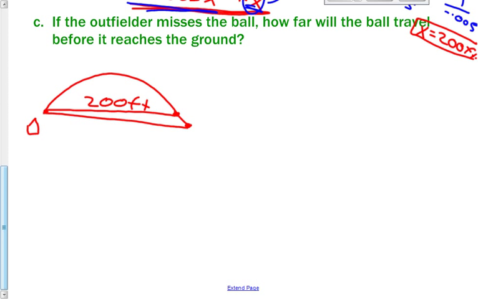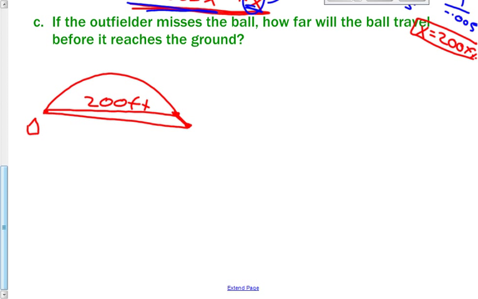So if you're thinking critically here, the ball went past our outfielder, but not by much, I suppose, because the ground is just 3 feet lower. So it might be like 205 feet, 210 feet, maybe just 201 feet. It should be more than 200, but probably not too much more.